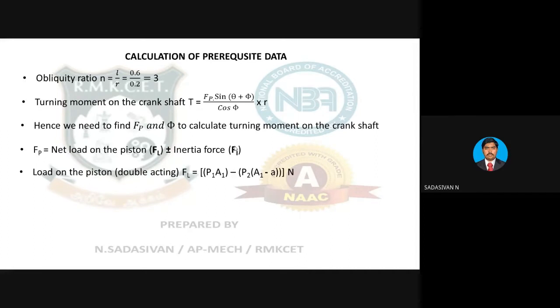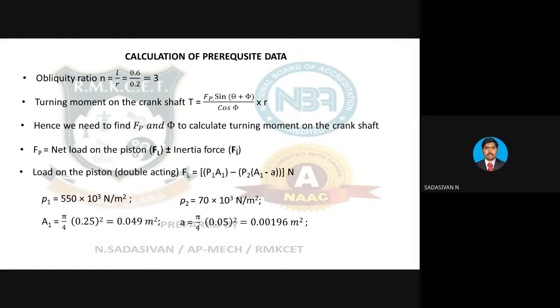So, load on the piston, double acting cylinder. Two pressures are given to you: P1 A1 minus P2 into (A1 minus a). P1 is 550 kilonewton per meter square, and P2 is 70 kilonewton per meter square. Area A1 is pi by 4 into bore diameter 0.25 squared, which is 0.049 meter square. Small a is the cross-section area of the connecting rod: pi by 4 into 0.05 squared, 0.00196.